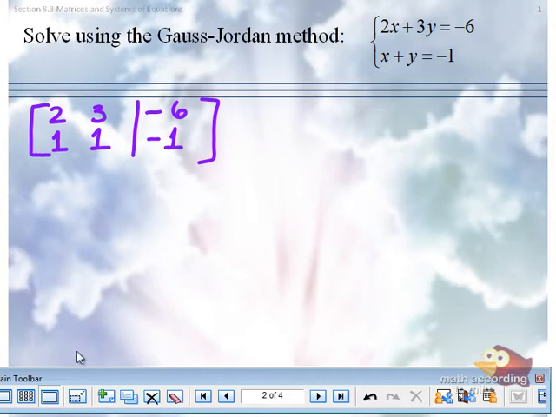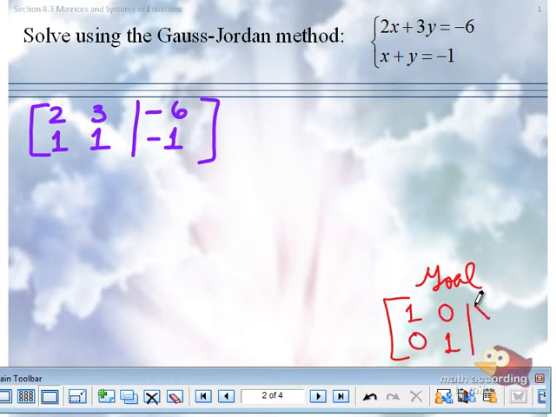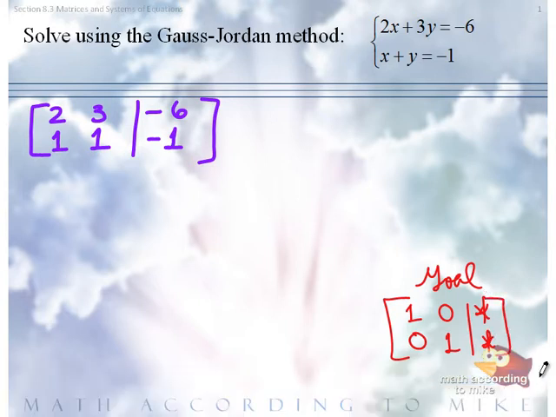Our goal is to get ones on the diagonal, zeros everywhere else. That is our goal. And the only way we can do that is using our elementary row operations.